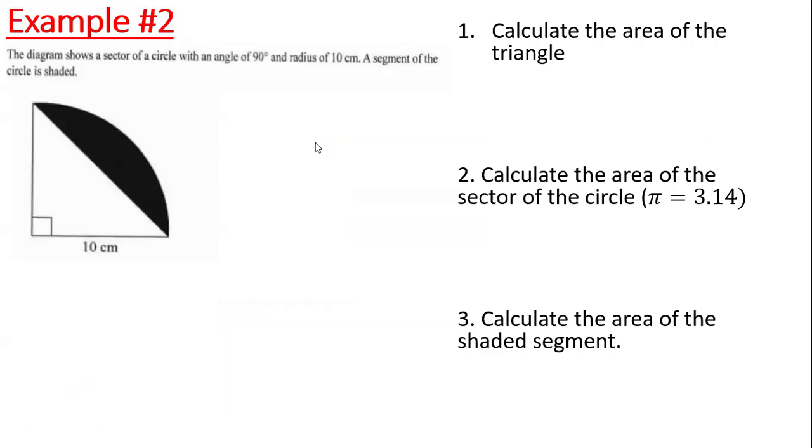Go ahead, Sharonik, read the 3 questions that we have. Calculate the area of the triangle. Calculate the area of the sector of the circle. Pi equals 3.14, and calculate the area of the shaded segment. Thank you. And Dorcia, read the 3 questions for me, please. Calculate the area of the triangle. Calculate the area of the sector of the circle. Pi equals 3.14. Calculate the area of the shaded segment.